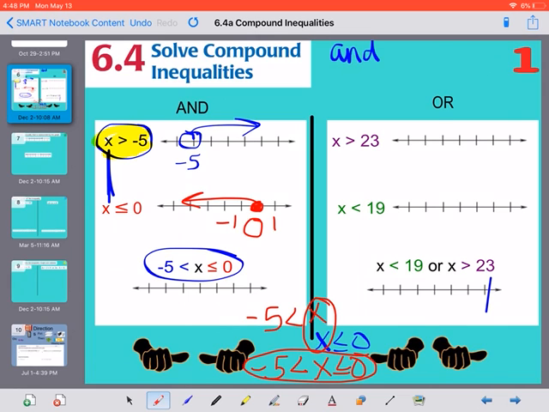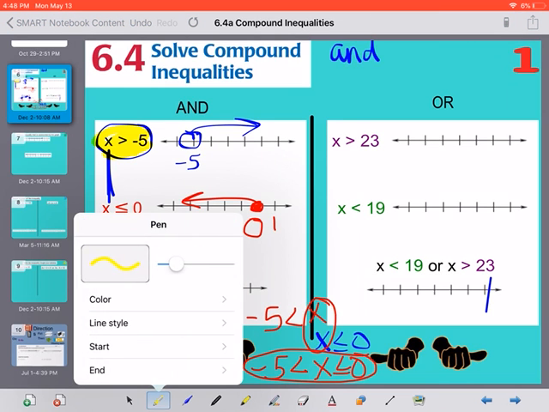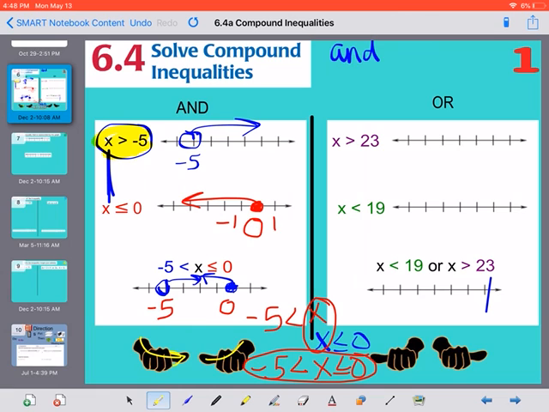So if you see it written like this, we have a negative 5 and 0 on our number line with the arrows pointing together. Open circle here, closed circle here. Just going to erase so you can see, open to the left, closed, and that means our answers are anywhere between negative 5 and 0. That's what we call an and statement because the arrows are pointing together to the middle. Our answers are between this and that.